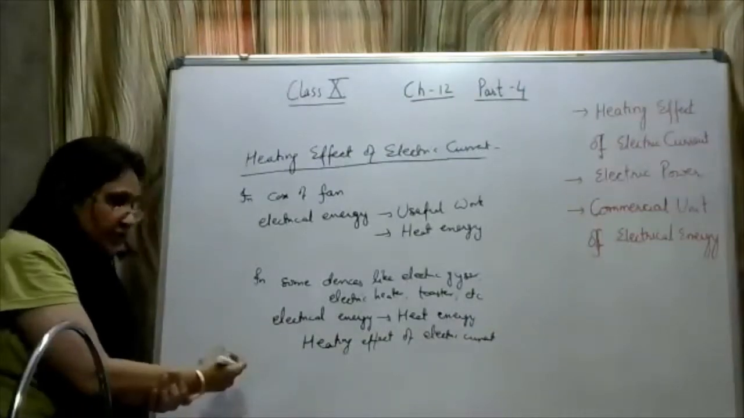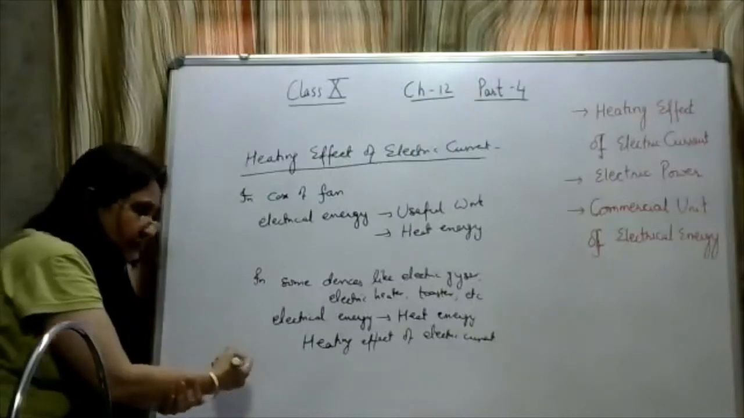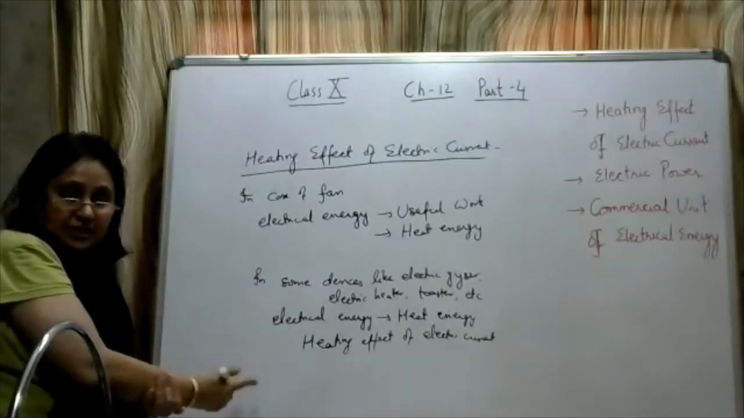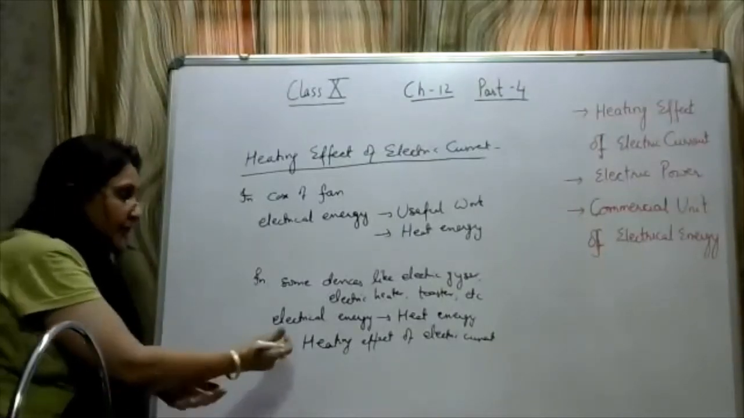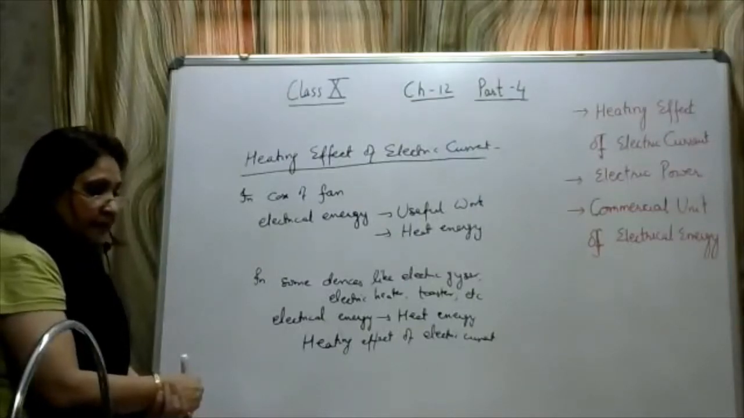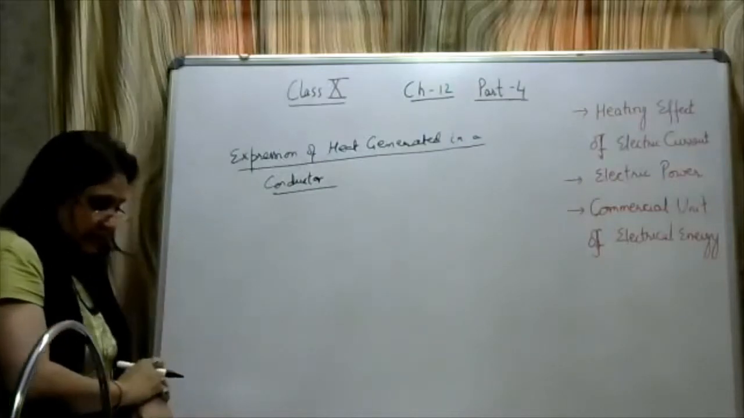into heat energy. And every conductor is having some resistance. So whenever the current passes through a wire, the electrical energy is converted into heat energy. That is, some heat is produced, it gets heated up, and this effect we call the heating effect of electric current. Now let's find out the expression of the heat generated in a conductor.